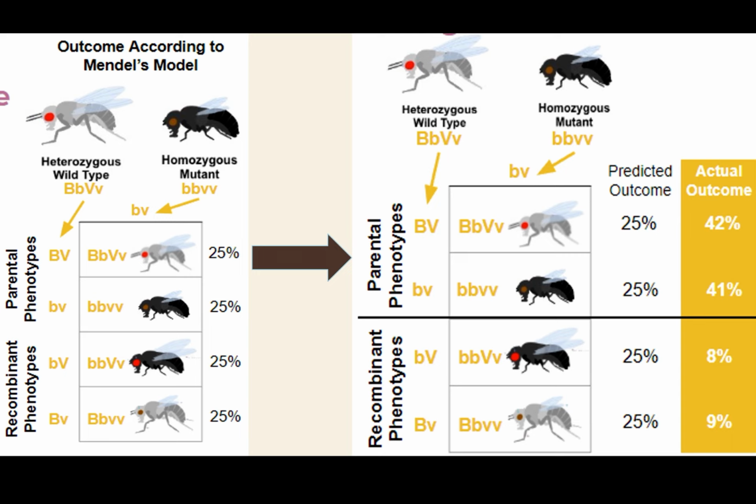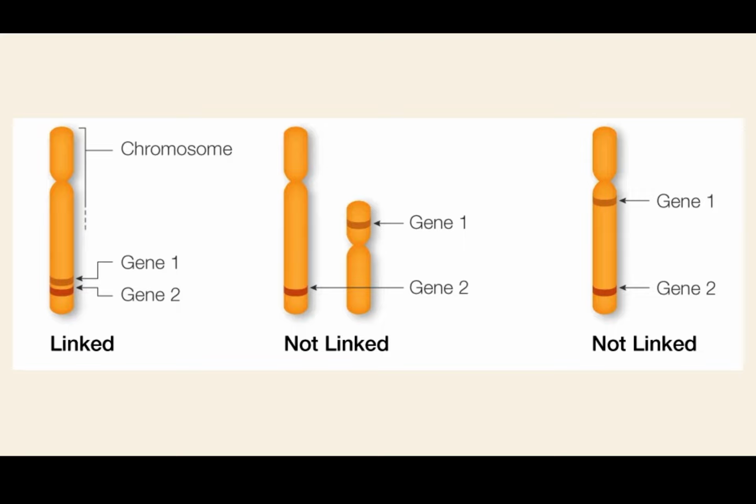But on the right, it shows the actual percentages of the parental and recombinant alleles, and it was shown that when genes are closer together on a chromosome, there's a higher probability of containing the parental genotypes. And so basically this shows how this doesn't follow Mendel's laws, and these are linked genes. And another visual aid: when genes are closer, they're most likely linked, but when they're further apart, they're not linked, or if they're not even on the same chromosome, then they're not linked.